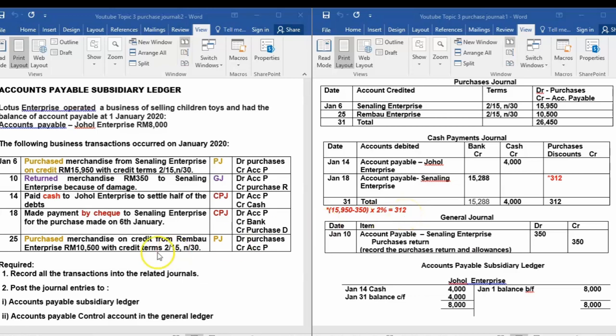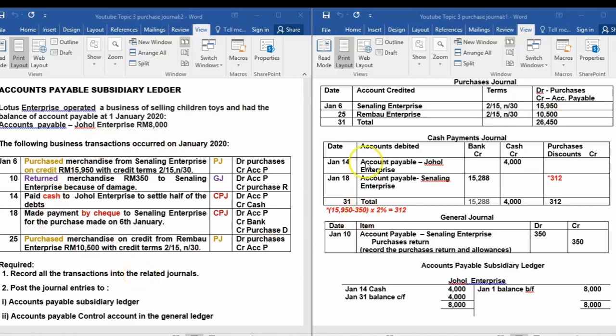The next transaction, purchase merchandise on credit from Rembau Enterprise, RM 10,500 with credit terms 2/15 and 30. So we have to record in the purchase journal, debit purchase, credit account payable. So this is the transaction in the purchase journal, 25th of January, debit purchase and credit account payable, Rembau Enterprise, RM 10,500.